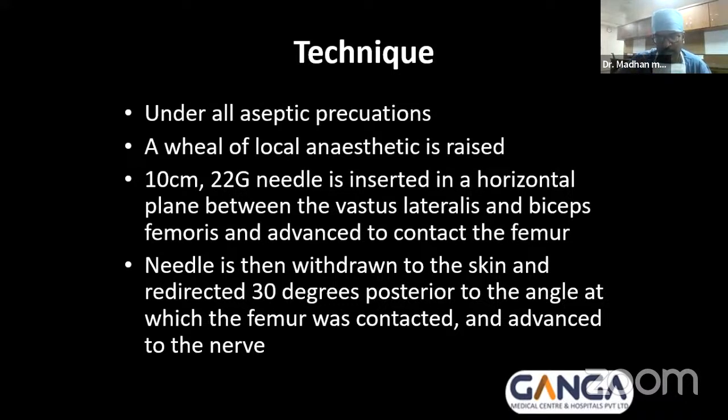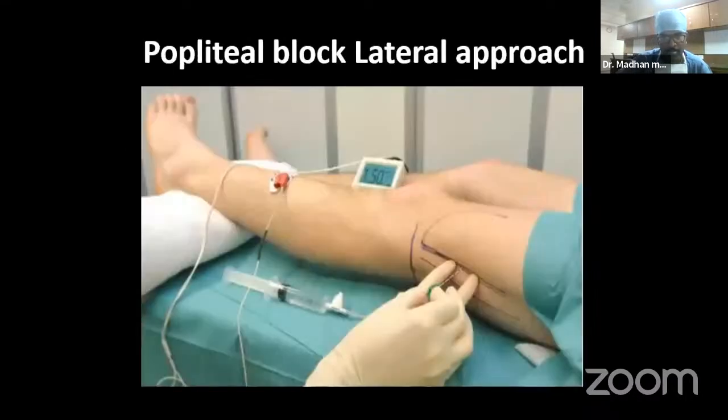And advance to the nerve. Another point is, once you have hit the femur, measure the length of the needle which has gone inside. From that, you will usually reach the nerve in 2 centimeters. So for these two points, the important thing is that you should hit the femur first. Yeah, this is the popliteal block lateral approach. You can see here the landmarks and the needle entry point.